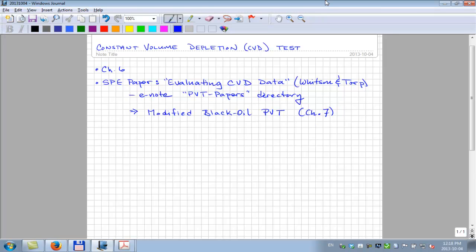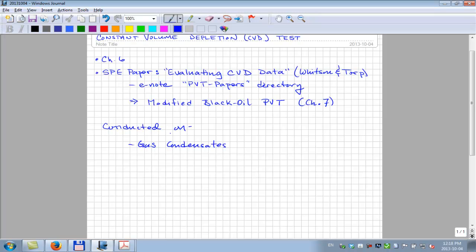This depletion test is, as I mentioned earlier, conducted primarily on gas condensates. And gas condensates, as you hopefully now realize, are mixtures where you measure a dew point at reservoir temperature in the laboratory. So the saturation pressure is a dew point. And so it's typically the standard procedure for measuring depletion characteristics of a gas condensate.